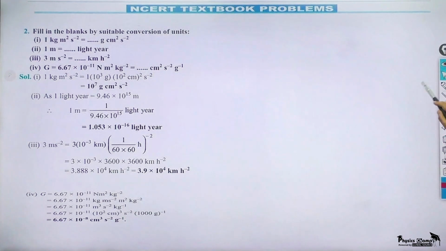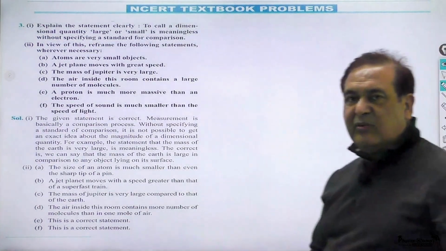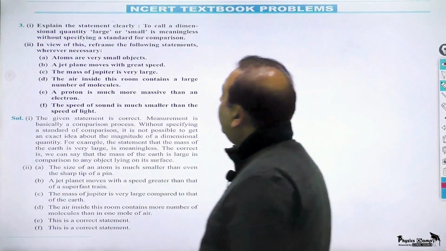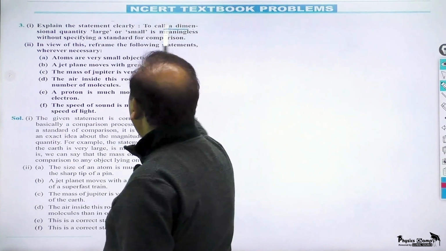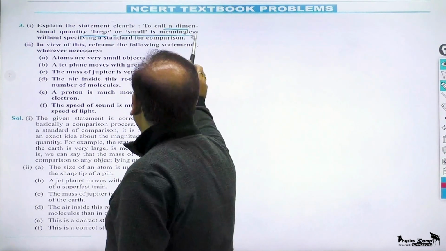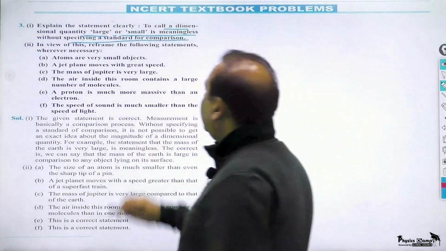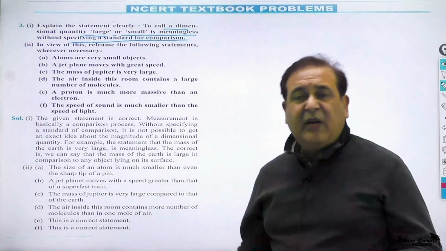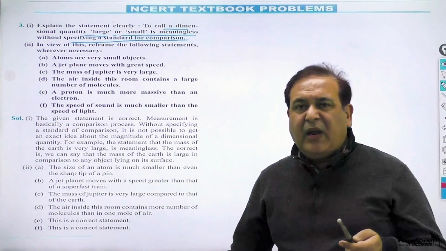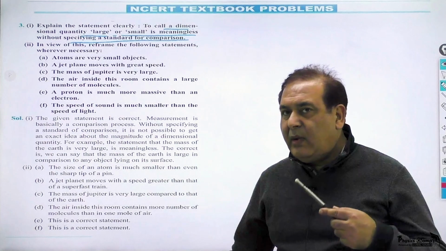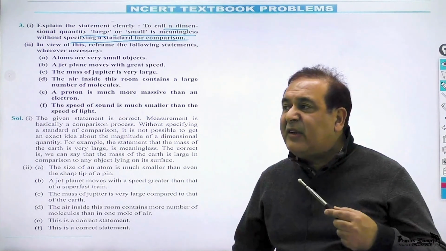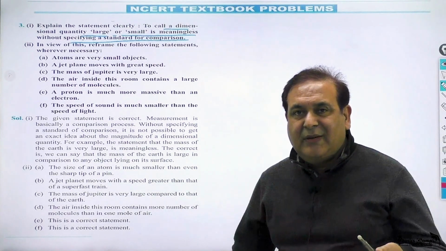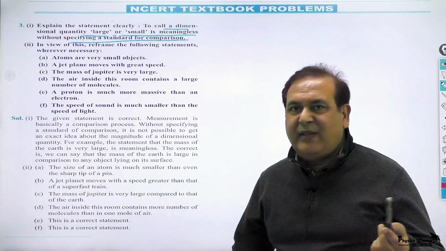Now coming to the next question, which is just a theoretical concept, and we started with this idea. Explain the statement clearly: to call a dimensional quantity large or small is meaningless without specifying a standard for comparison. So we have started with this, the need of measurement. A measurement would be complete if we can express a physical quantity in numbers, then your knowledge is satisfactory. Otherwise, it is of meager kind.